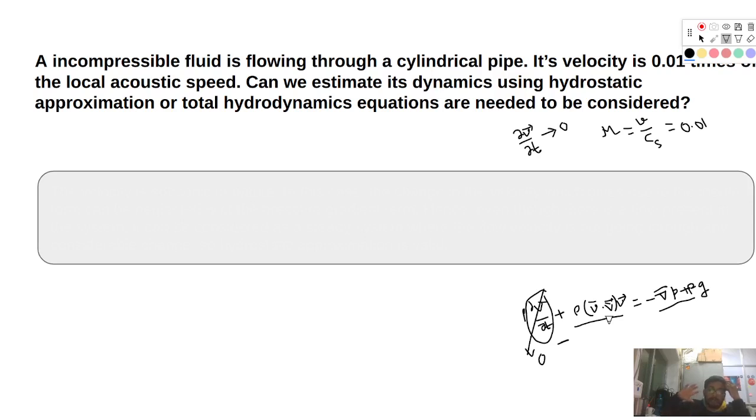That means we don't have to consider the spatial as well as the temporal change of the velocity here, as the velocity is very much lower than the local characteristic speed, which is sound speed in this case.